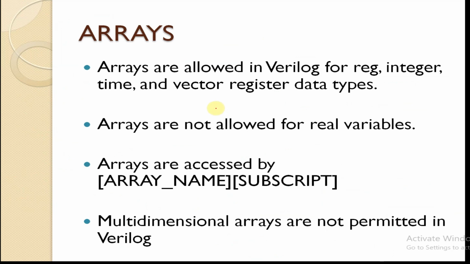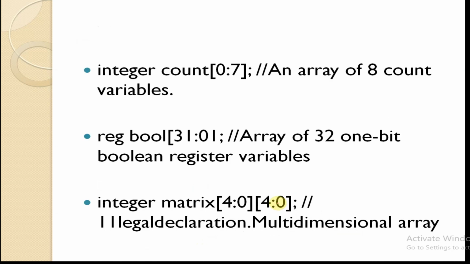So now coming to arrays. Arrays are allowed in Verilog for reg, integer, time and vector register data types. Arrays are not allowed for real variables. Arrays are accessed by array name followed by subscript. And in Verilog, we cannot use multi-dimensional arrays. It is not permitted in Verilog.